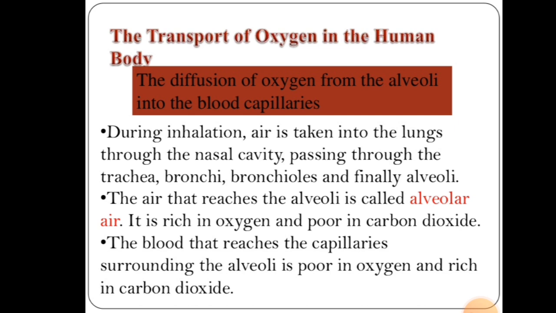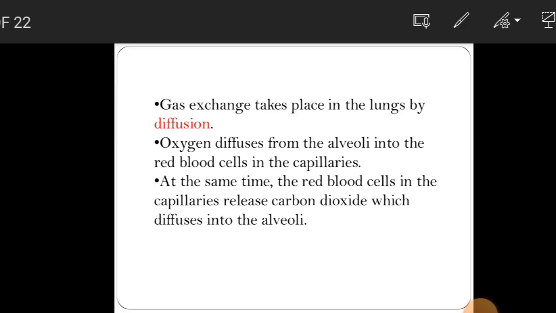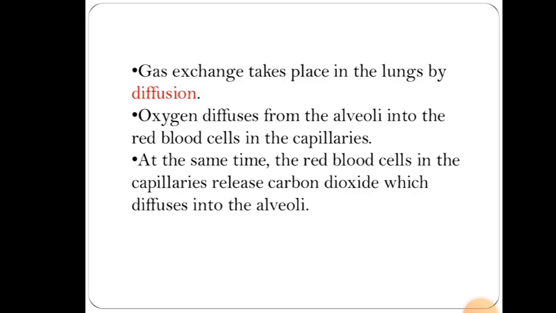So, the air which reaches the alveoli is alveolar air, which is rich in oxygen, and blood reaching the capillaries surrounding the alveoli is poor in oxygen and rich in carbon dioxide. So the gaseous exchange takes place at the surface of the alveoli by the process of diffusion, and at the same time, RBCs in capillaries release the carbon dioxide which diffuses into the alveoli.